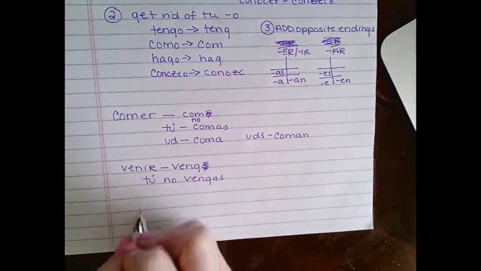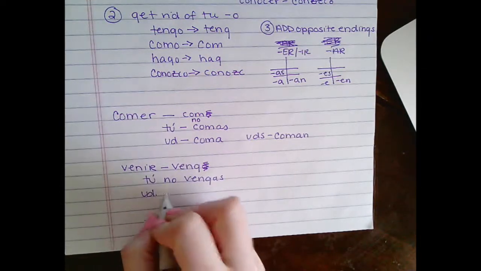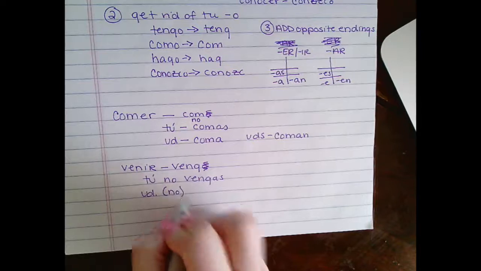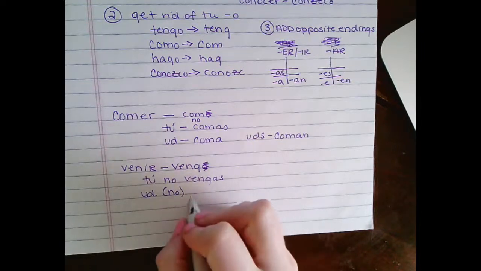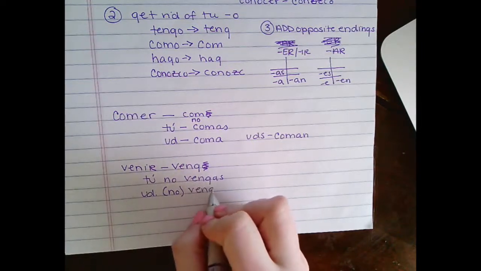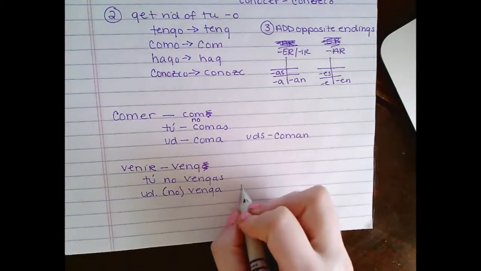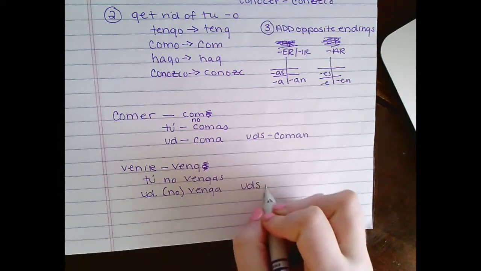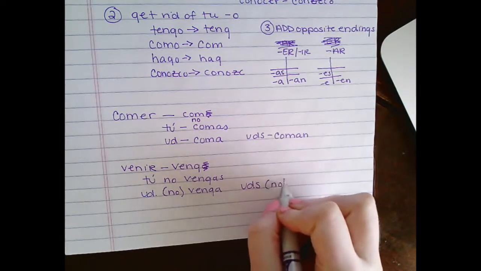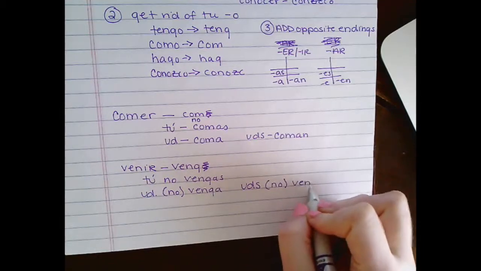vengas. Our usted, we have an optional no here because it is for affirmative and negative, but either way it is going to be venga. Then we have our ustedes form, again the optional no, it's going to be vengan.